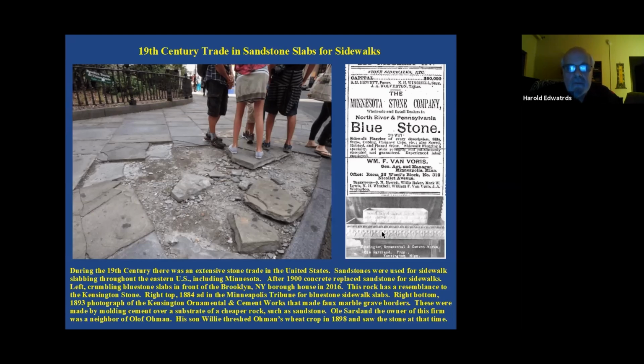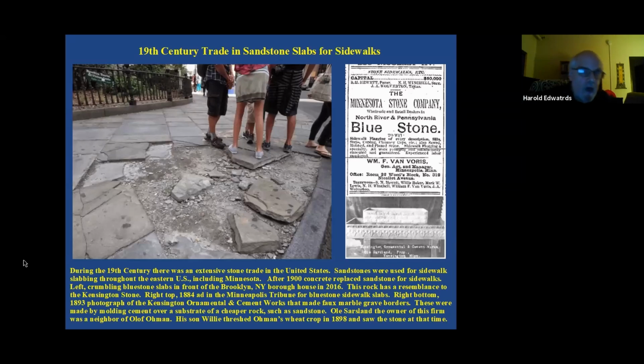The photo at the bottom is from a firm that was in Kensington. It was called the Kensington Ornamental and Cement Works. They made faux marble grave borders. These were made by molding cement over a substrate of cheaper rocks, such as sandstone. Ole Sarsland was the owner of this firm, and he was a neighbor of Olaf Ullman's. His son Willie threshed Ullman's wheat crop in September of 1898, and at that time he saw the stone.